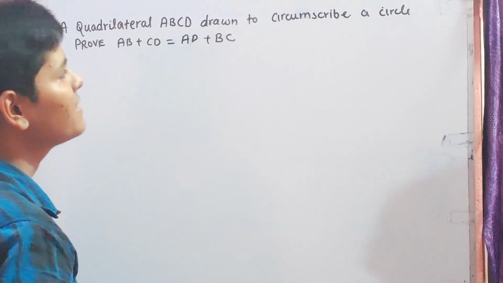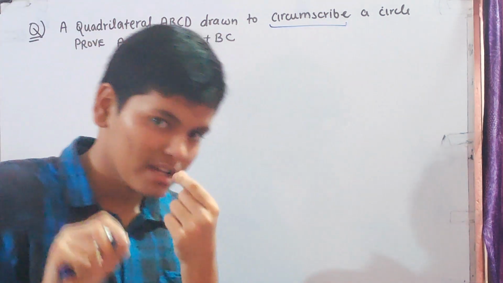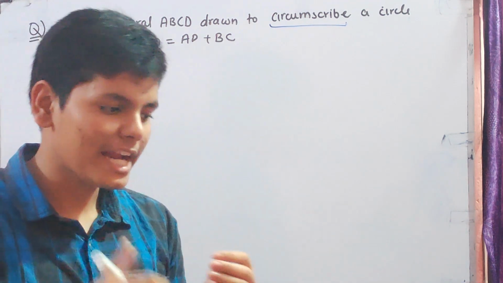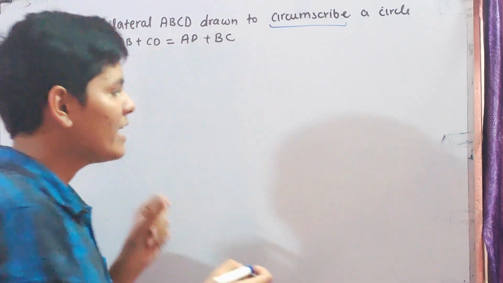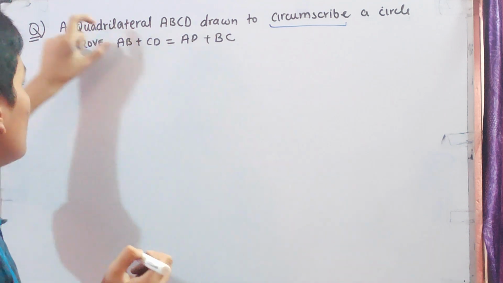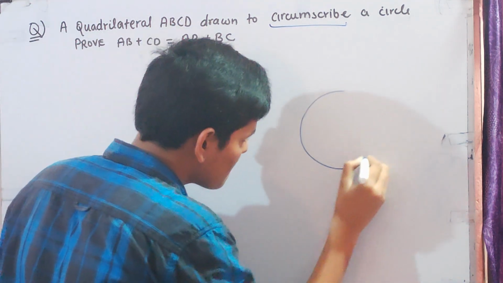First of all, we have to understand the meaning of circumscribe. Circumscribe means covering it as much as possible. It means you are trying to cover that shape as much as possible. Let me draw the diagram itself, then we'll understand the meaning of circumscribe. First of all, let us have a circle over here.